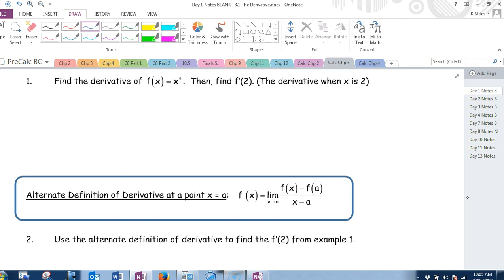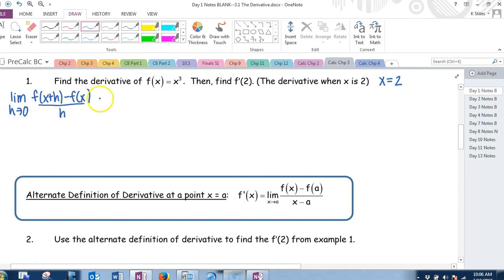So now we're going to do number 1, find the derivative of f of x equals x cubed, then find f prime of 2. And this notation means that we're going to find the derivative when x is 2. Really, they're telling you that x equals 2. And we're going to do the exact same thing that we did before with our difference quotient. So we'll have the limit as h approaches 0 of f of x plus h minus f of x all over h. But again, x is 2. So you can choose to plug that 2 in now, or you can choose to plug it in later. It doesn't matter. You'll get the same thing either way.